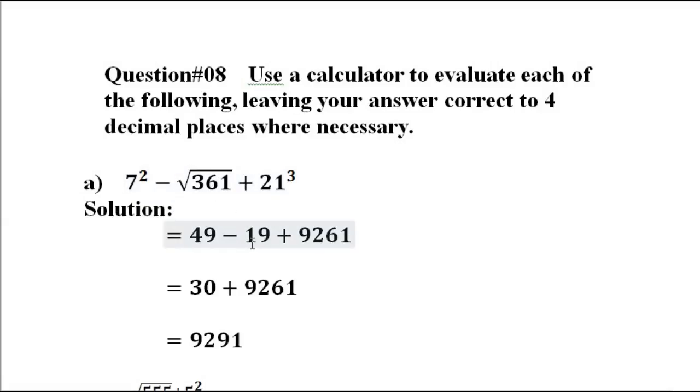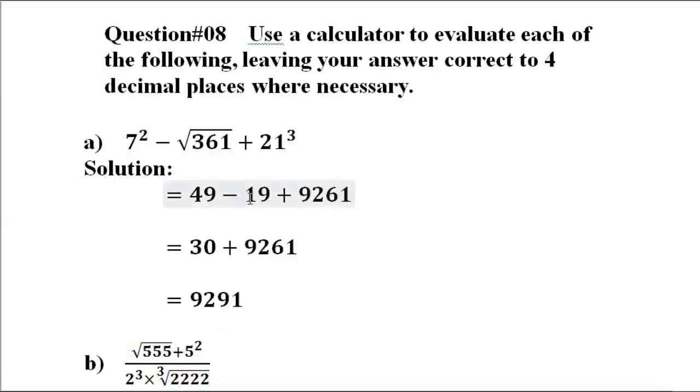Next, I'll calculate the cube of 21, which is 9261. Now, I will subtract 19 from 49 to get 30. Finally, I will add 30 and 9261 to get 9291. Therefore, the final answer is 9291.